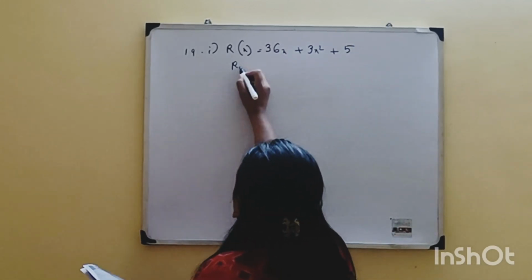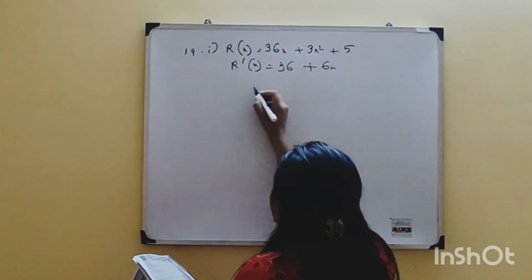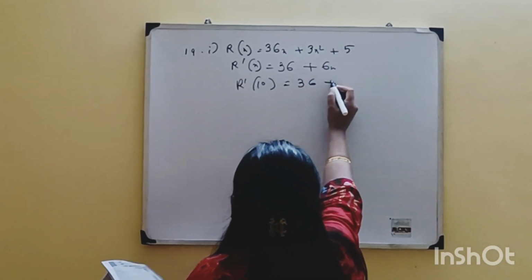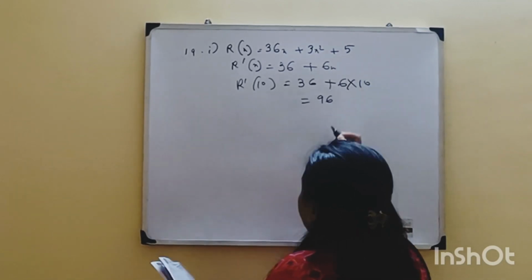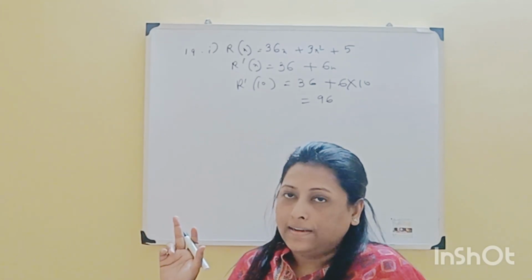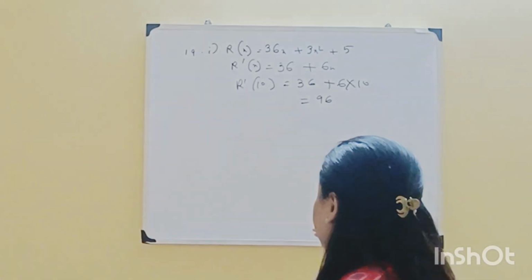So first of all, I will calculate R dash x, which is equal to 36 plus 6x. Now we will calculate R dash at 10, which will be 36 plus 6 into 10. 6 into 10 is 60, so 96. 96 is not listed in the options, but it will be the answer. So 96 is the solution.